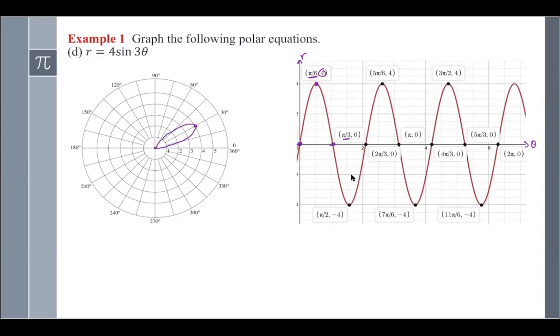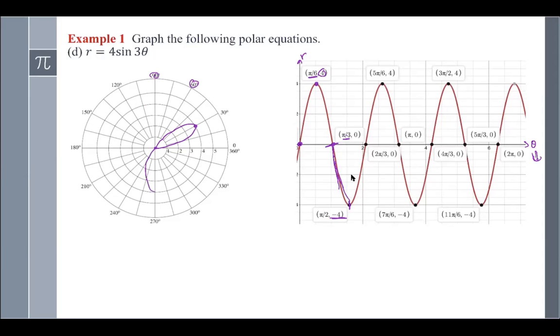Now from pi over 3, the radius again starts to increase and becomes maximum at pi over 2, but this is negative radius. So you always have to remember that one. Okay, below this axis means negative. So from pi over 3, the 60 degrees, to 90 degrees, the radius increases and becomes maximum, but it's negative radius. So we graph on the other side. Okay, so we are going to graph right here.